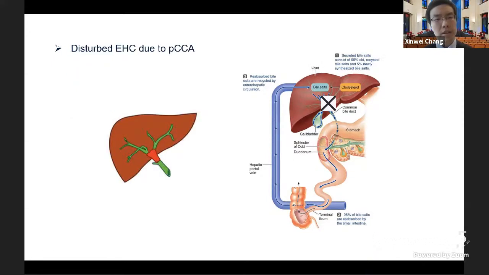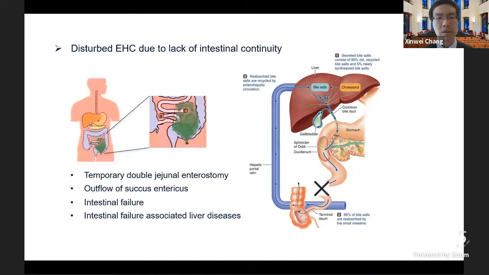The enterohepatic circulation is disturbed in the case of perihilar cholangiocarcinoma, or in case of the lack of intestinal continuity. For example, patients with temporary double jejunal enterostomy, these patients have outflow of surplus enteric contents and dysregulated bile salt synthesis. They can develop intestinal failure and intestinal failure associated liver disease.